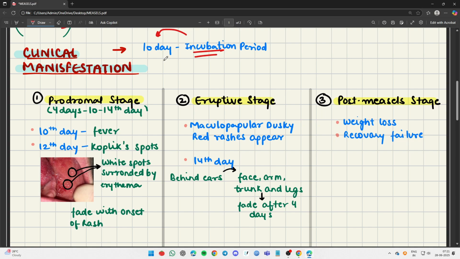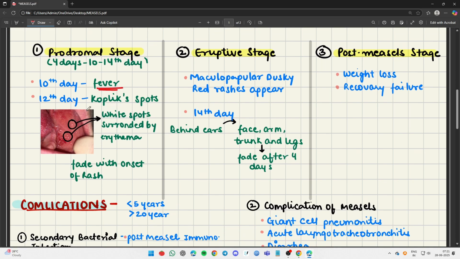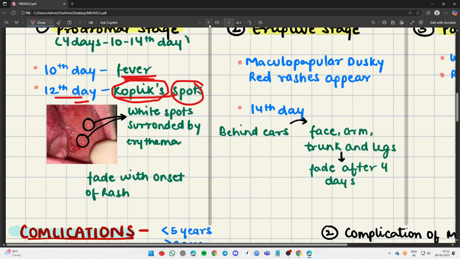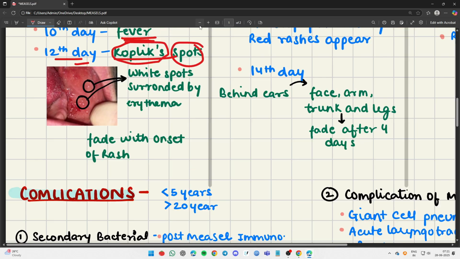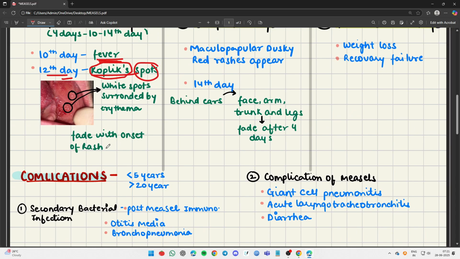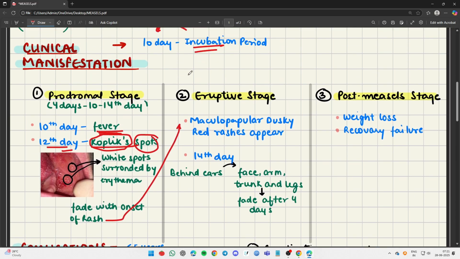There is an onset of fever on the 10th day, and on the 12th day there are Koplik spots. What are Koplik spots? Koplik spots are white spots surrounded by an erythematous border. They are white in color, and they will fade with the onset of the rash that appears in the second stage, which is the eruptive stage.